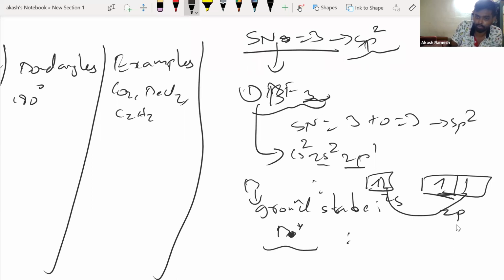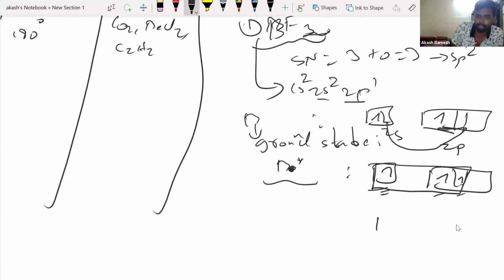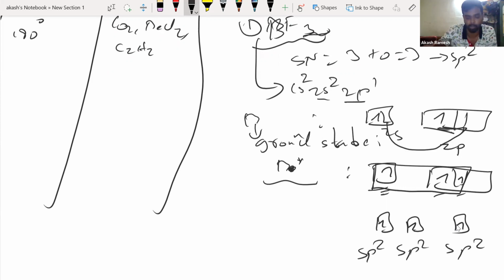One of the electrons will shift to the higher energy level. Now you will find that there are 2 electrons in 2p and 1 electron in 2s. Now you know what the hybridization is. I require one s orbital and 2 p orbitals, so I take all of them, 1s and 2p's, and combine them together to form 3 sp2 hybridized orbitals, each having 1 electron.